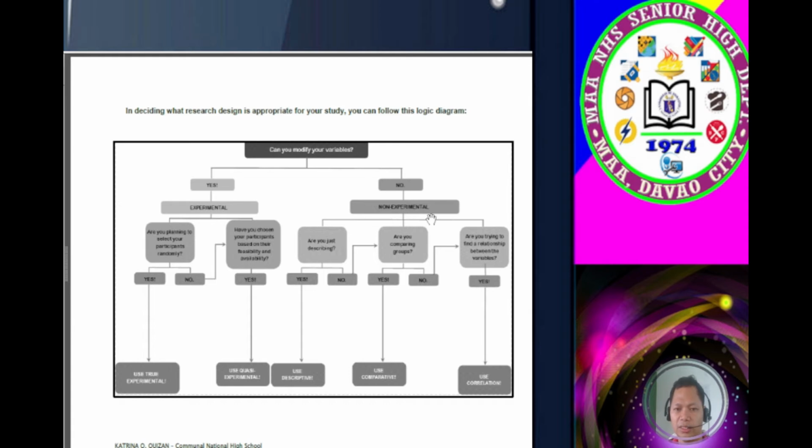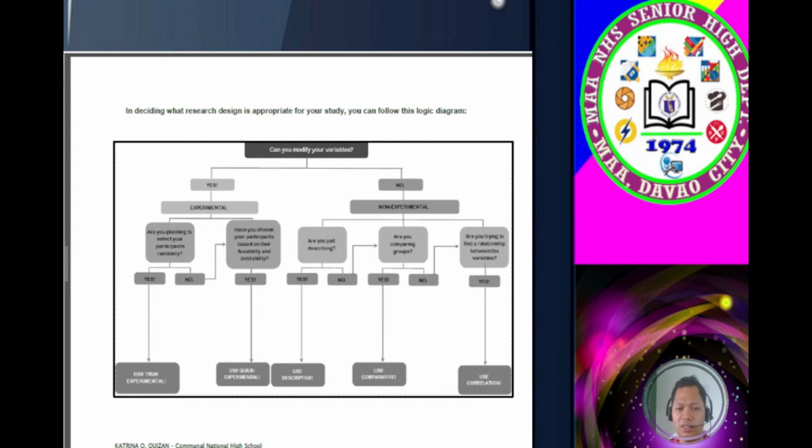Then, if you choose experimental, are you planning to select your participants randomly? If your answer is yes, you will have true experimental. If you have chosen participants based on their feasibility and availability, you will use the quasi-experimental or non-randomized. Then if you choose non-experimental, if you're just describing, you will use descriptive. If you're comparing, comparative. Then establishing a relationship, correlational. I hope it's clear to you, the guide in choosing your research design suited for your study.